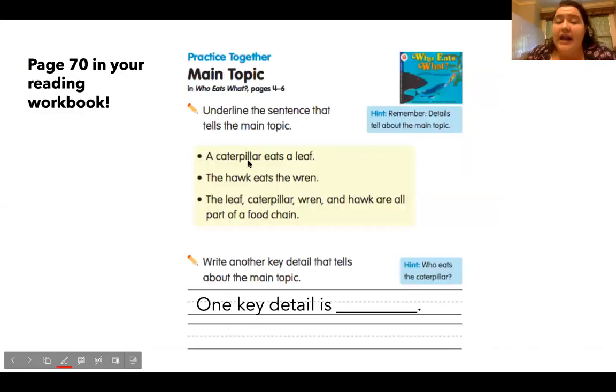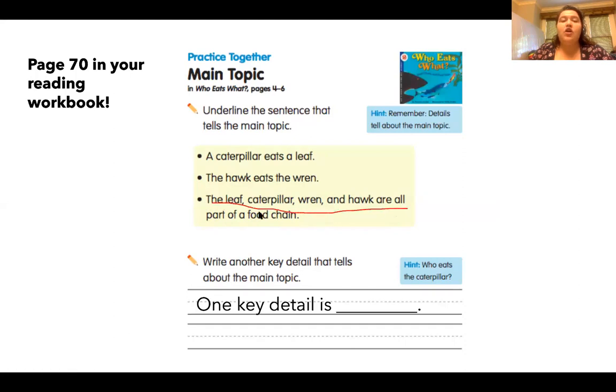It only talked about a caterpillar eating a leaf one time. That wasn't a lot. The hawk eats the wren. It really only talked about that one time. But the whole story was about how the leaf, caterpillar, wren, and hawk are all part of a food chain. So when I am answering these questions, I ask myself, what do the words in the story and the pictures tell me that the story is mostly about? So I see that the story is mostly about the leaf, caterpillar, wren, and hawk being all part of a food chain. So go ahead and underline that sentence, because it tells us to underline the sentence that tells the main topic. So underline that sentence because that's the main topic.